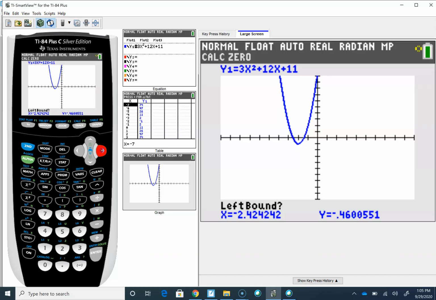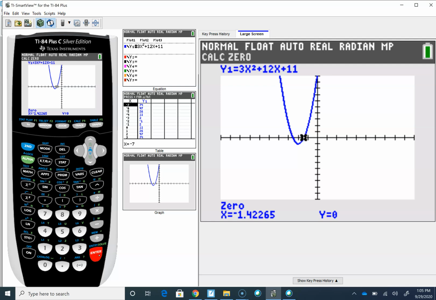And I'm going to be just to the left of the next one. So here's this next one, I'm to the left of it. So I'm going to push enter. And then I'm going to do right bound. I'm just going to follow the directions. I'm going to go to the right of it. So I'm to the right of it. I'm going to push enter. I don't want to guess. And that one ends up to be negative 1.4 something and 0.